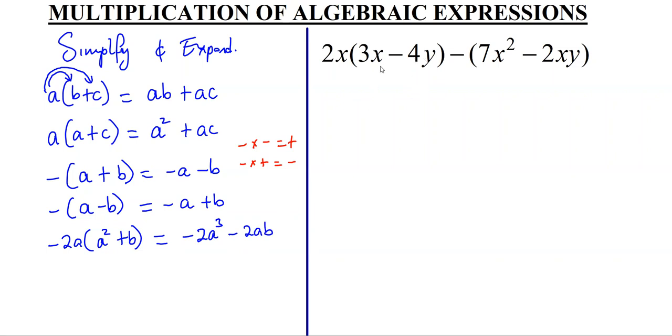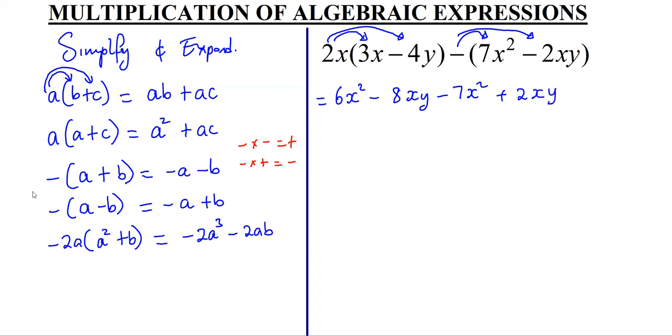Now let's see our examples of today. We have 2x going inside here, also multiplying negative 4y. And here we have a negative that is multiplying what is inside, and it also goes to multiply there. Let's see what we get. 2 times 3, you get 6. Then x times x, x squared. Then minus 2 times 4, it's going to be 8xy. Then here you've got negative 7x squared. Then negative times negative, you get positive 2xy.